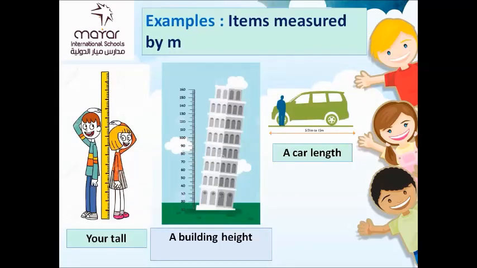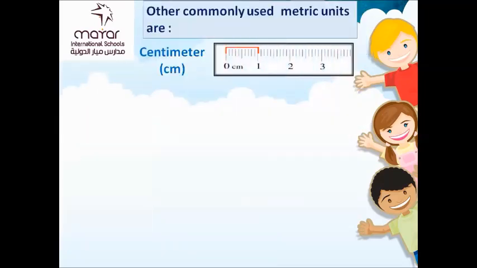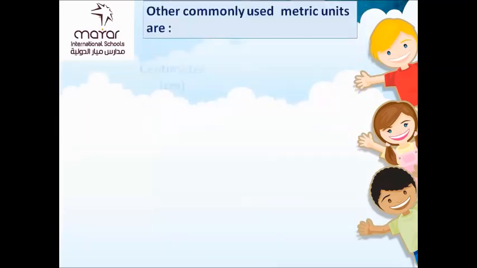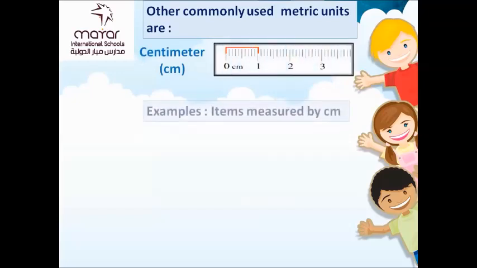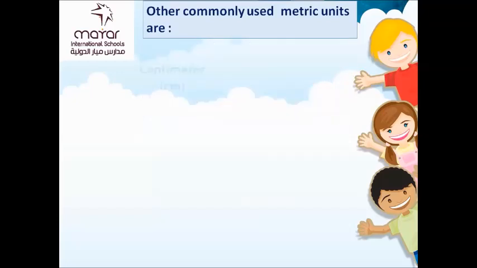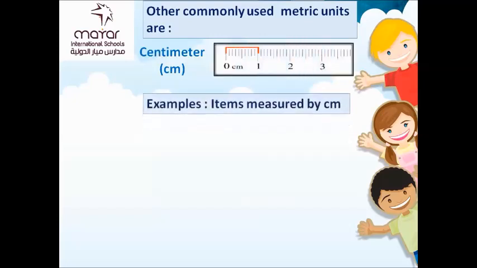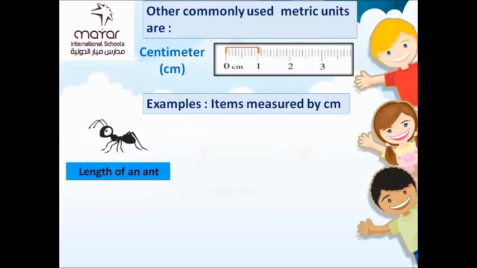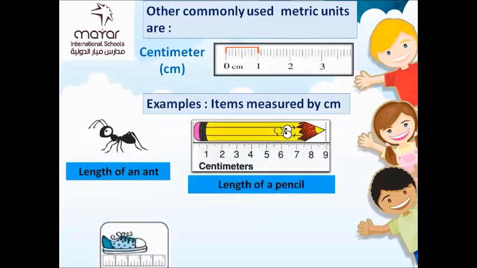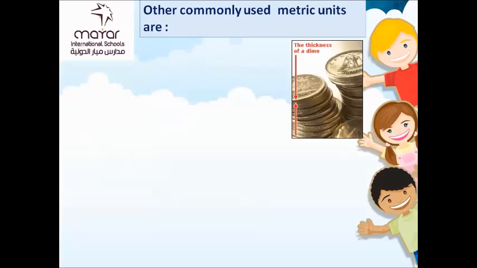So if I ask you, how tall are you? You're going to tell me 140, 130, 150. So 1 meter and 50, 1 meter and 30, and so on. Centimeter. A centimeter is a part of a meter, and it's a part of your ruler. From 0 to 1, it's a centimeter. Examples: the length of an ant, the length of your pencil, the length of a shoe.